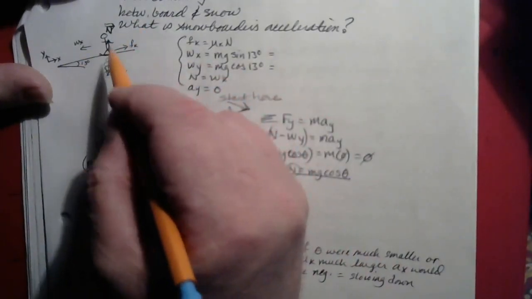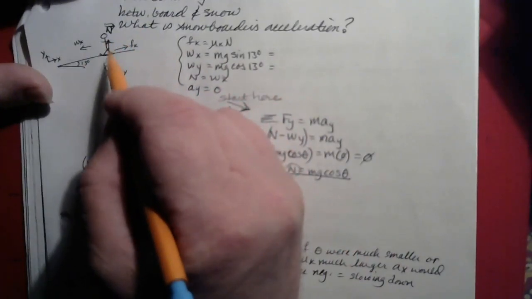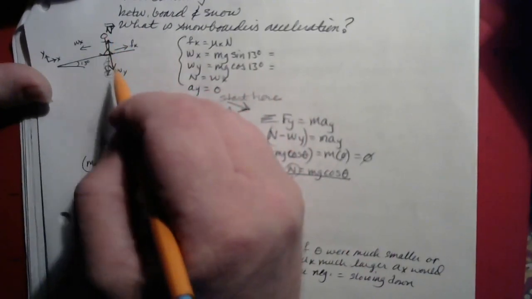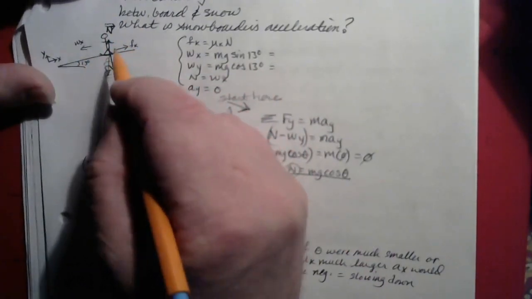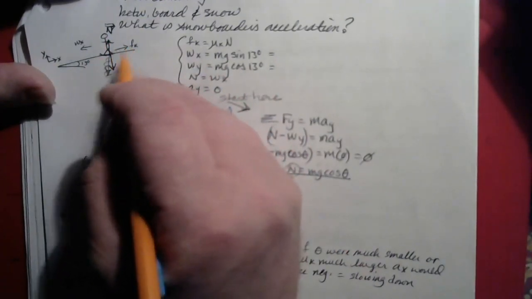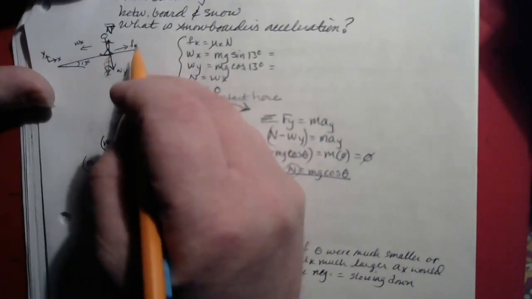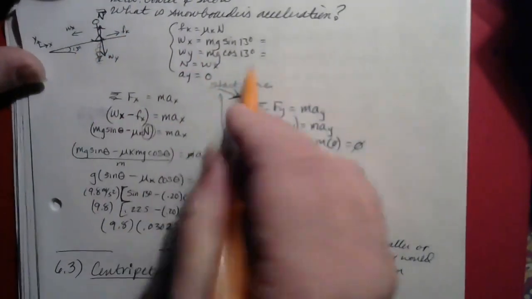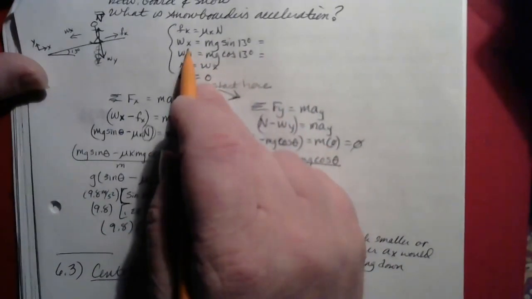The y component of the weight is what is balanced out by the normal force, which is 180 degrees opposite the y component of the weight. And also there's the frictional force, which is pulling backwards on the snowboarder, trying to prevent him from going down the hill. Okay, so we have the x component of the weight.